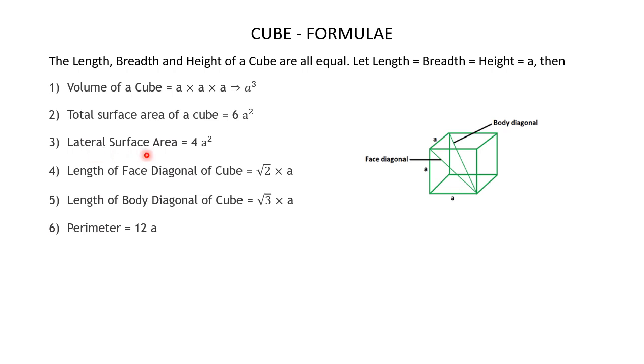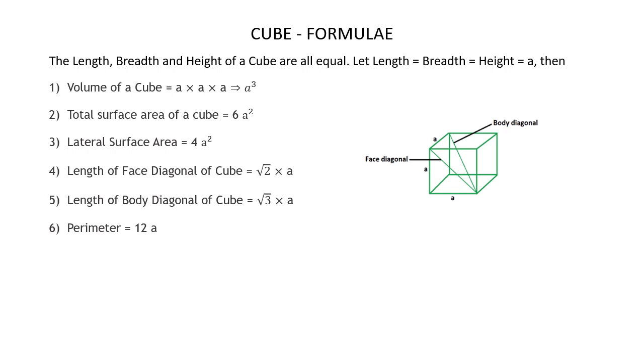Lateral surface area is equal to 4A squared. Now look at this cube. This is the top surface and this is the bottom surface. Now excluding those two surfaces, there will be 4 lateral surfaces. The remaining 4 surfaces are known as the lateral surfaces.